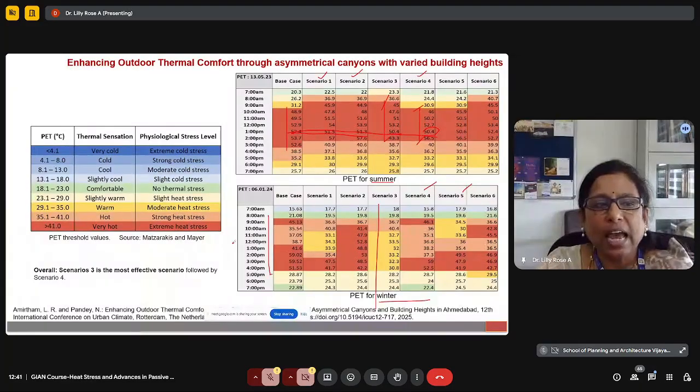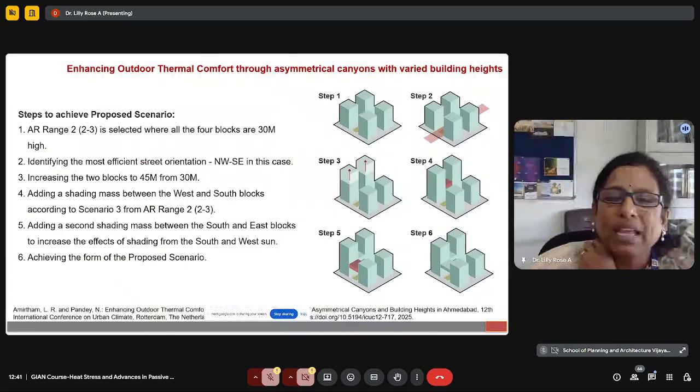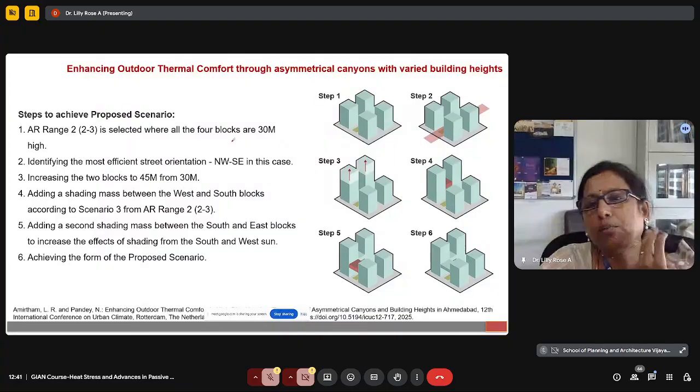So this analysis has to be done for both summer and winter. Doing it only for summer may not be effective because we have to take it on an annual basis. So this was done, and then, using the best performing scenario, we did modify the same thing. So the existing was uniform height of all 4 blocks.